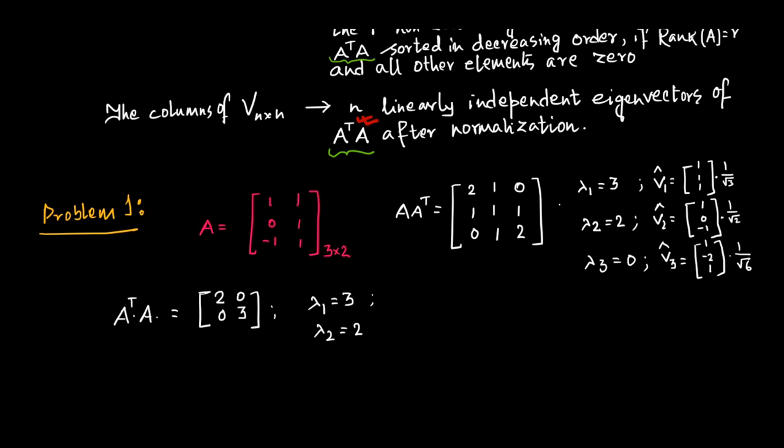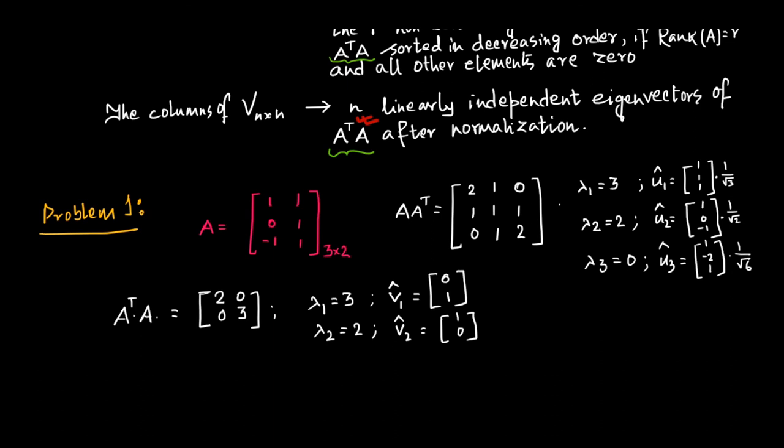So now lambda 1 is equal to 2. Here, it would be better if I name this U1, because this will be a column for the matrix U. Similarly, let us name this U2 and this U3. Now let us call the eigenvector corresponding to this lambda 1 as V1. V1 will be 0, 1. V1 cap will be the same because it is already normalized, and V2 will be equal to 1, 0. So this is also normalized. So V2 cap is this.